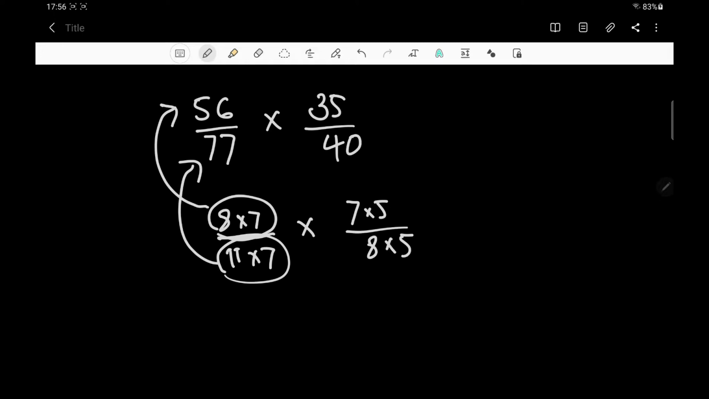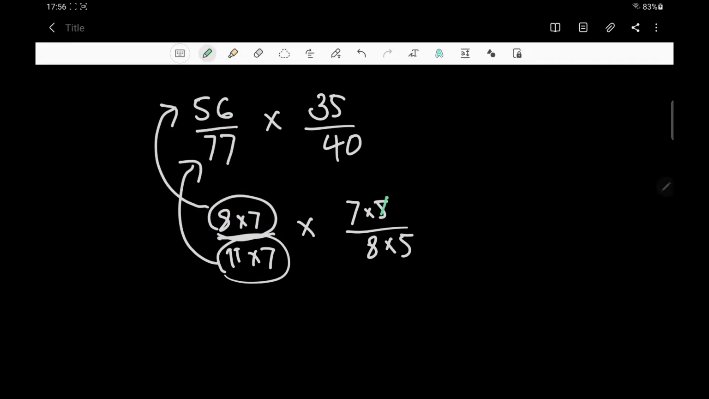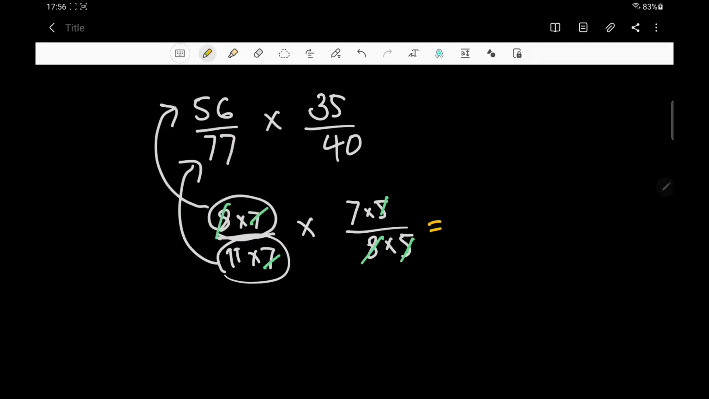Right, so let's do some cancellation. We can cancel a 5, we can cancel a 7, and we can cancel 8. So we're left with 7 over 11 times 7 over... so this is going to be 7 over 11. So this is going to be our final answer. So now you know how to multiply two fractions.